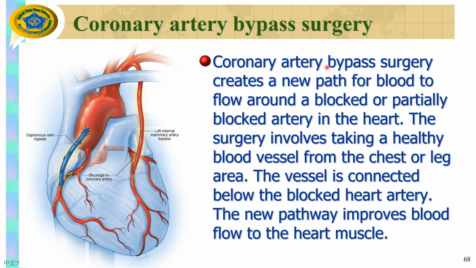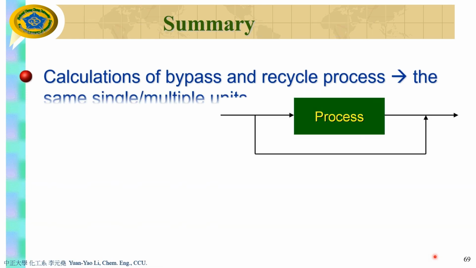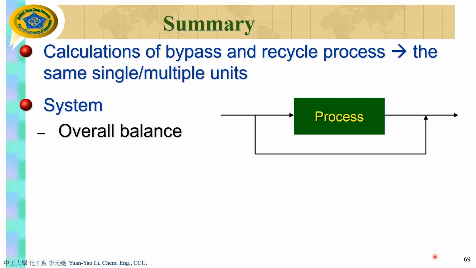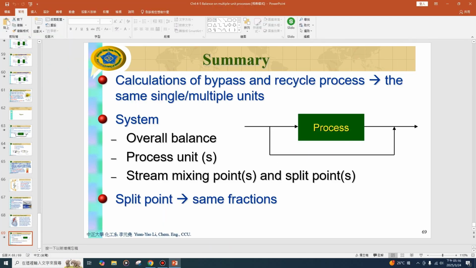And you need input equal to output, right? Okay. So the important thing is the splitting point. This is the same fraction. So I hope you understand there are two streams you need to learn. One is bypass, one is recycle. And you need to know the reason for the recycle stream and the reason for the bypass stream.